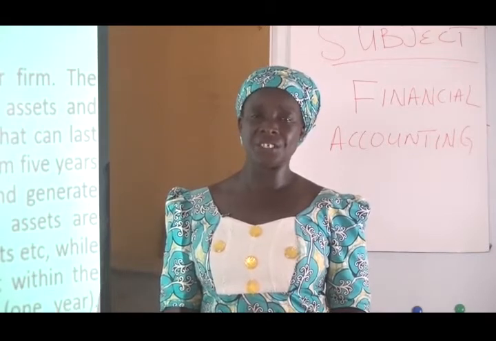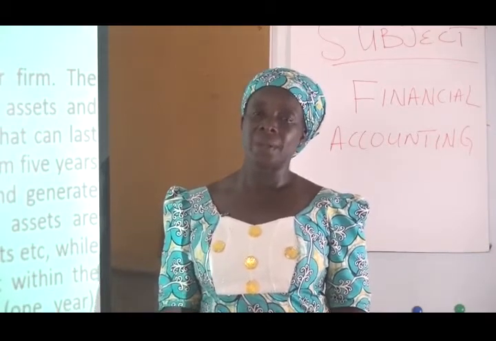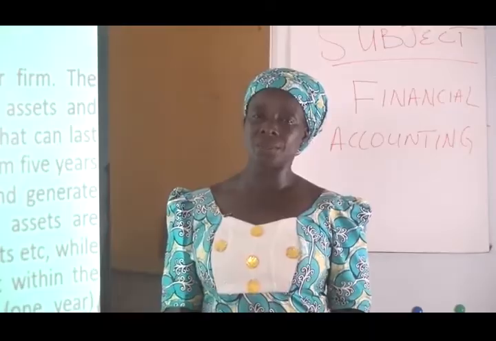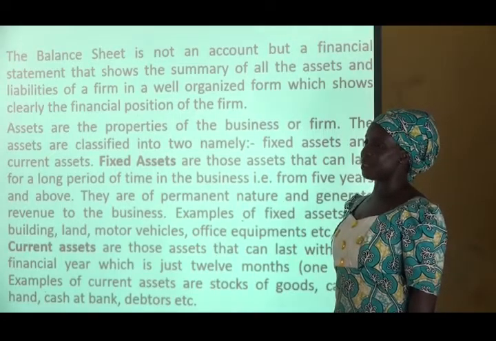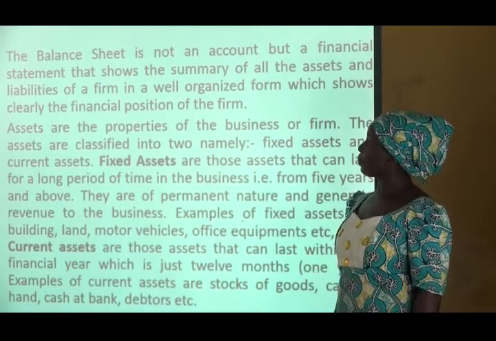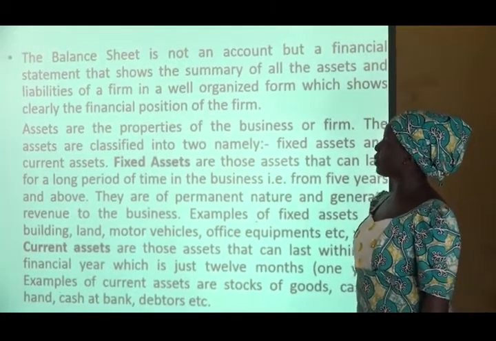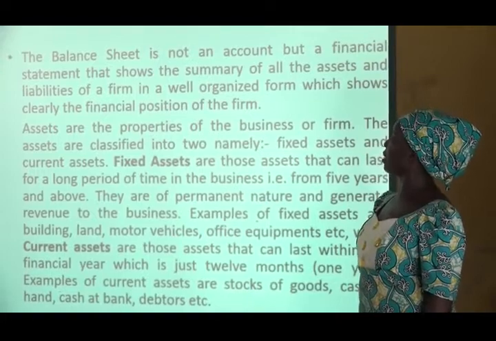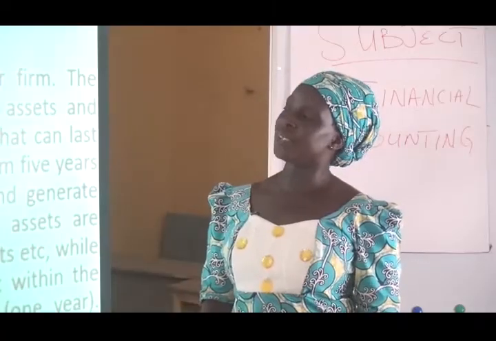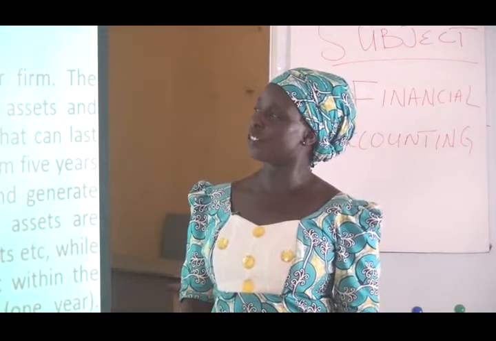What is a balance sheet? A balance sheet is not an account, but a financial statement that shows the summary of all the assets and liabilities of a firm in a well-organized form, which shows clearly the financial position of a firm.